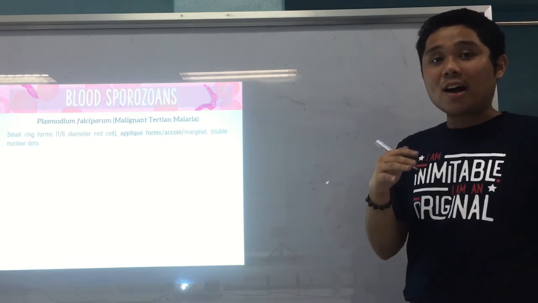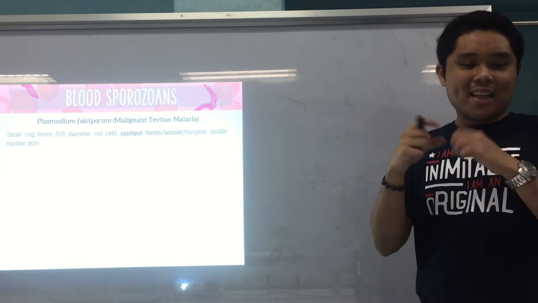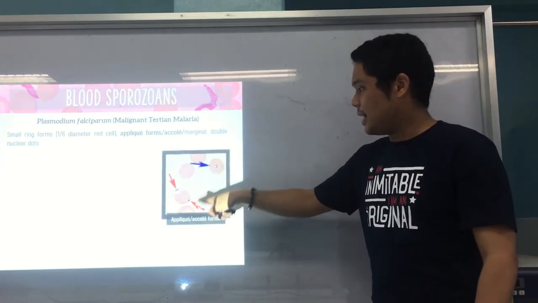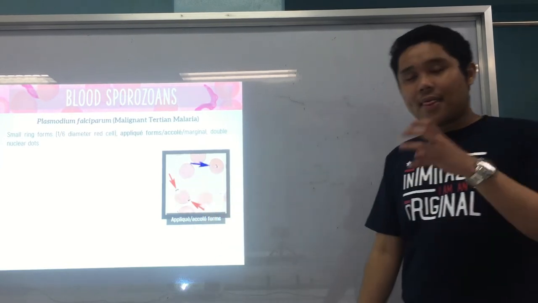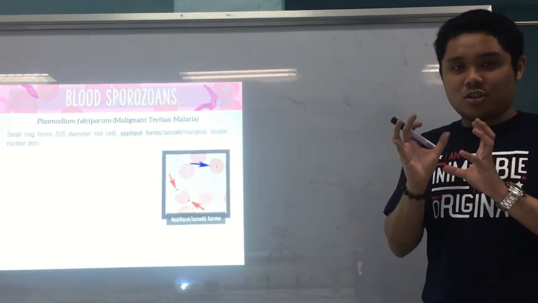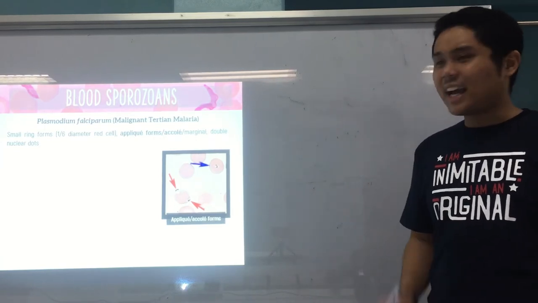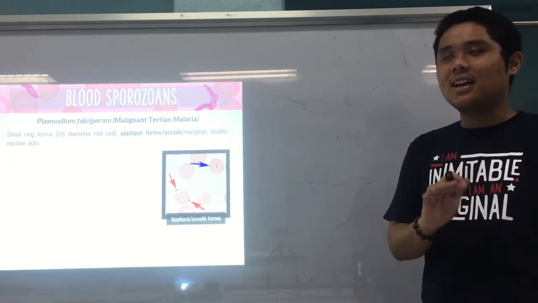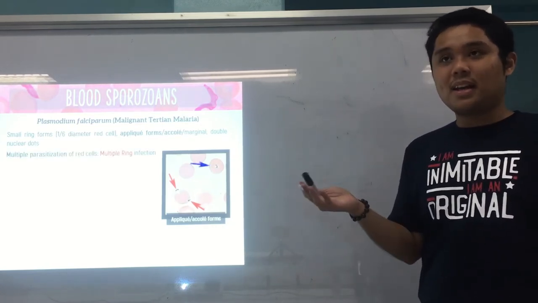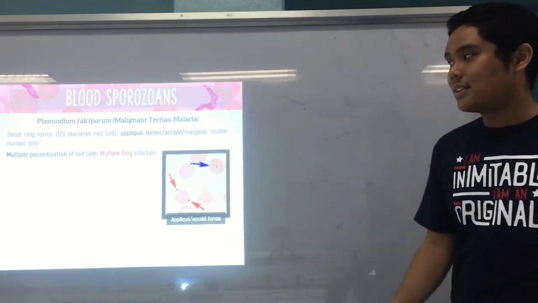When you say applique or accolé forms, the parasites are at the edge of the RBCs, as you can see there. These red ones, the malarial parasites, are at the edge of your RBCs. Again, I'm not sure about the pronunciation, but I have to search it again. Multiple parasitation of red cells can lead to multiple ring infection, meaning it can parasitize a lot of RBCs at the same time.